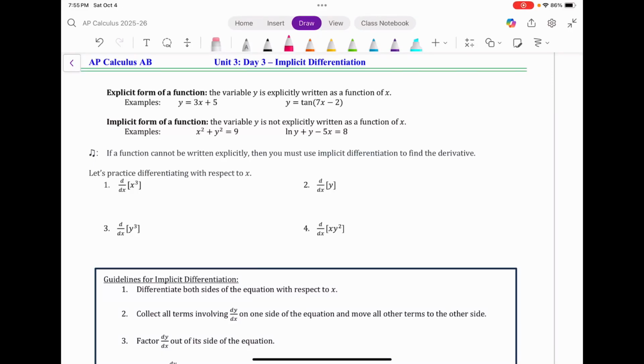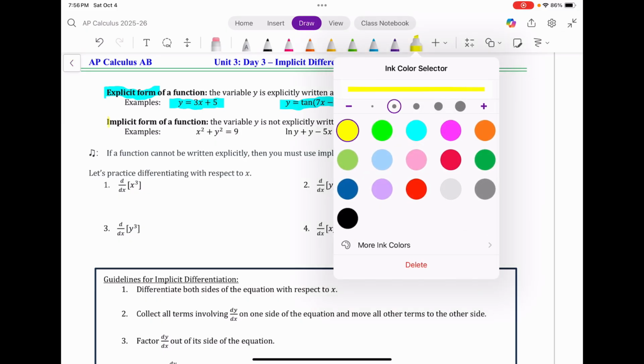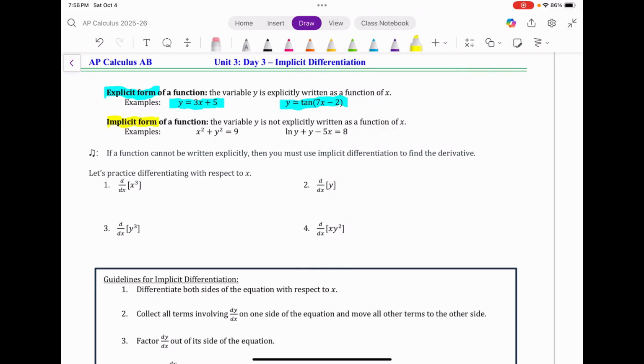Okay, in this section, we're going to talk about implicit differentiation. So let's compare first explicit versus implicit forms of functions. An explicit form of a function would be a function where you have y isolated on one side of the equals, like those. And then implicit would be where you have y mixed in with other variables or other functions, and there might even be more than one y in the equation. So that's something where it's implicit.